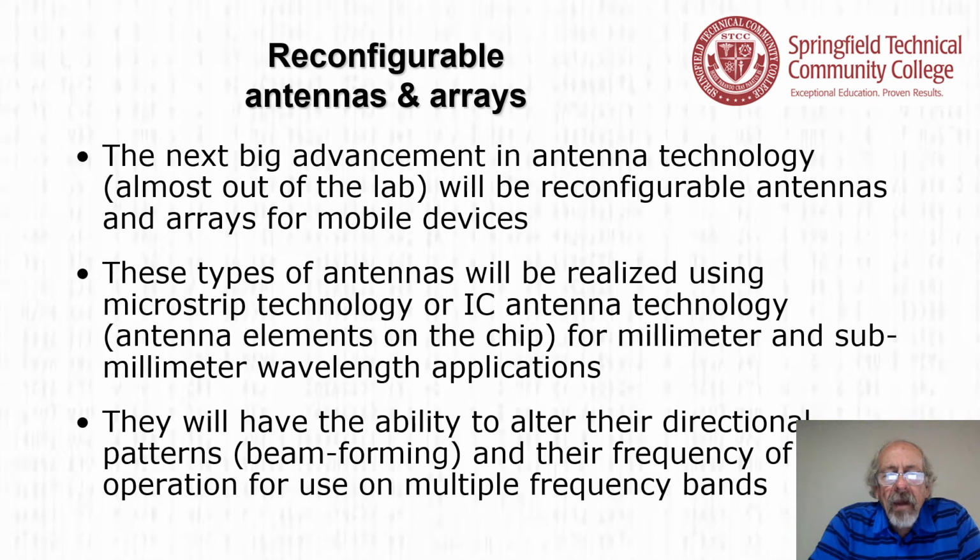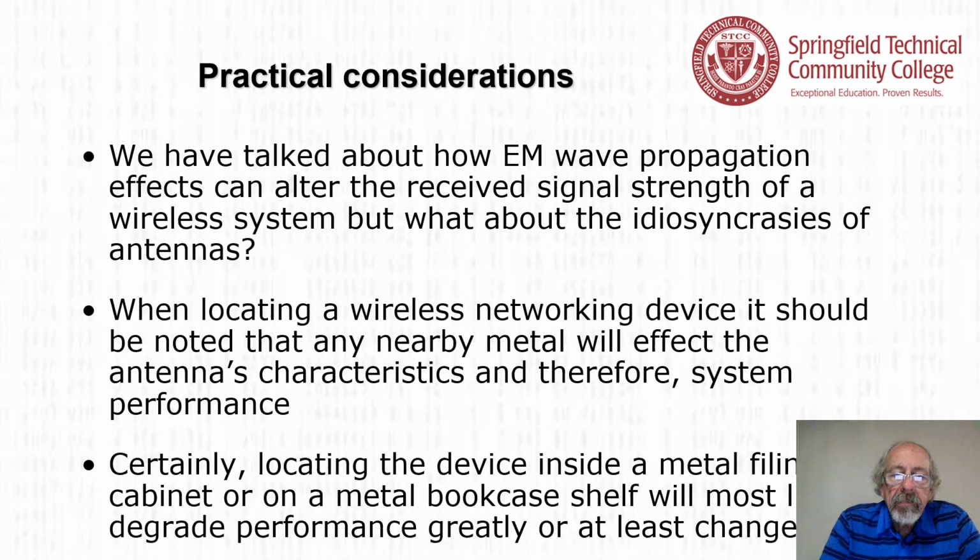So today we have reconfigurable antennas and arrays. And the next big advancement in antenna technology, which is almost out of the lab, will be reconfigurable antennas and arrays for mobile devices. These types of antennas will be realized using microstrip technology or IC antenna technology, that is antenna elements on the chip, for millimeter and sub-millimeter wavelength applications. They will have the ability to alter their directional patterns, we call that beamforming, and their frequency of operation for use on multiple frequency bands.